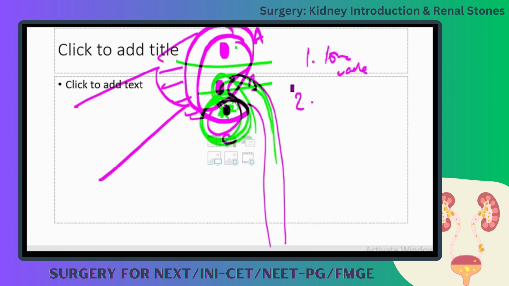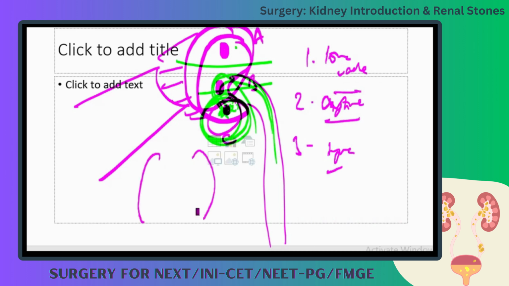Can anybody tell me which other stone is difficult for ESWL? We discussed uric acid. Cystine, not uric acid. It is cystine. That is the type of stone. And third is the type of patient. An obese patient and a thin patient: in whom will ESWL work better? Thin patient, obviously, because you are giving shock waves here. In the obese, the shock wave has to go through this fat and will get dampened, whereas in a thin patient, it will go directly.